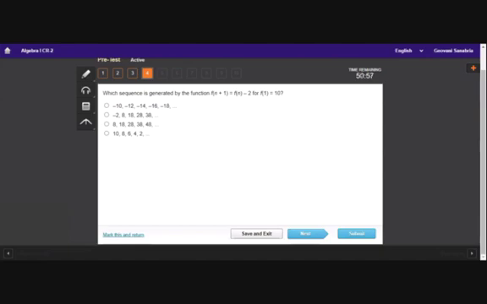That also means the first term. The n is the number of the term. So f of 1 is 10. That means the first term in the list of terms should be 10. So the answer is going to be the last one, because the first number is 10. Just 10. But that's not here.